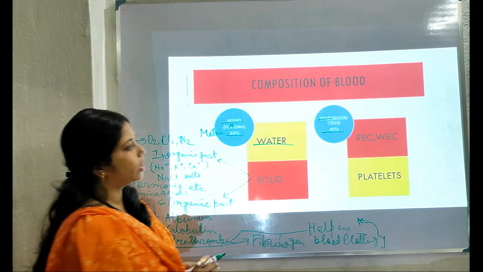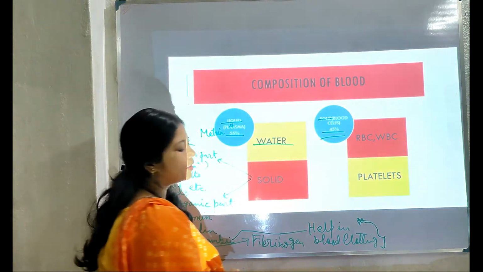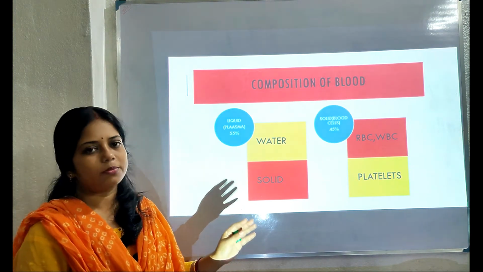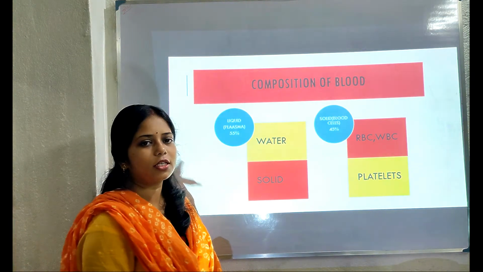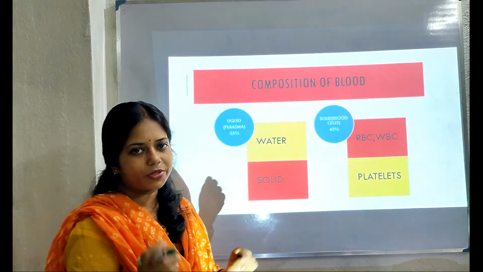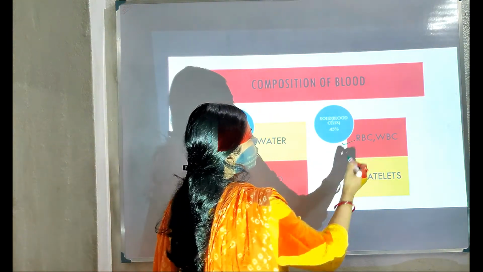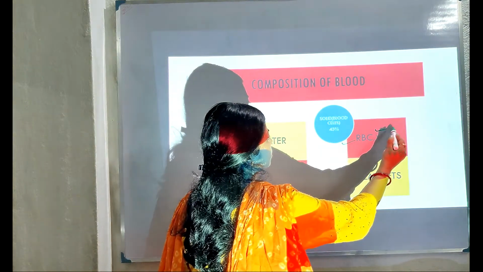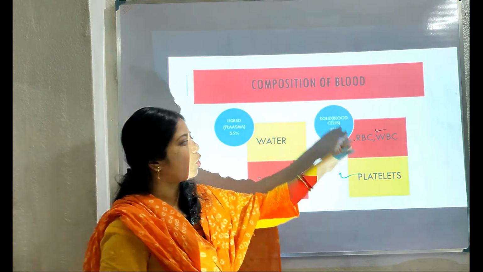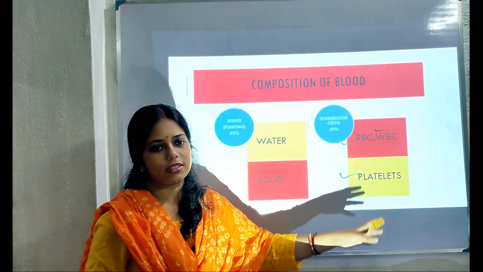Now we will talk about the different types of blood cells. If we remove the liquid part of the blood, that is plasma, then we get the solid part of the blood, that is the blood cells. Mainly 3 types of cells are present: the RBC or red blood cells, WBC or white blood cells, and the platelets. We will know about all these blood cells in detail.